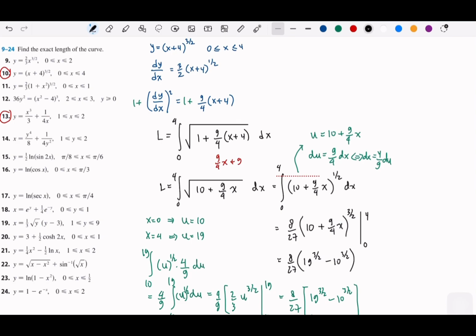1 over 2 plus 1 is 3 over 2. And you need to multiply the 2 over 3, okay? And then you get the 2 over 3, u to the 3 over 2. That's the integration from this. And multiply everything, substitute the 19 and 10 to u, and you get this, the same.